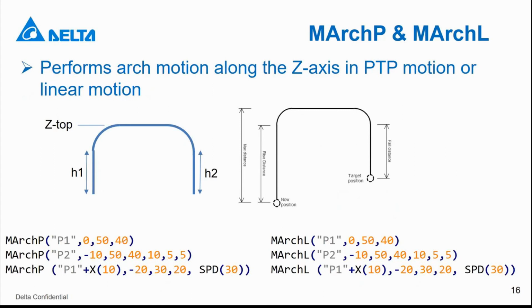And the next is MRP. This is the spatial motion for pick and place. You can pick stuff on the right side and move up, then move horizontally, and then go down to the place target. So here's the usage. First is the target, then the 0 means the Z top, and then 50 and 40 mean H1 and H2. So we can define all these distances to finish a pick and place motion.